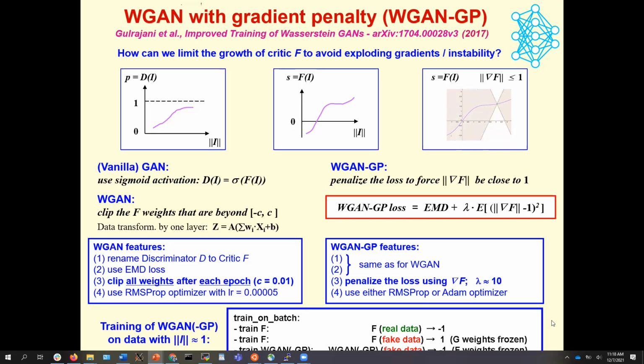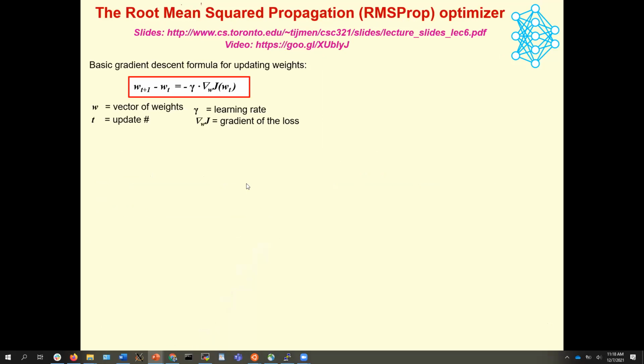Now let's discuss the final, almost the slide before the last one. We'll discuss the RMS-prop optimizer. This optimizer is a particular algorithm that is used to minimize the loss function, and it is based on the gradient descent algorithm. This algorithm is wonderful for two reasons. First, because it was proposed as an optimizer for training GANs, for example, the WGAN or WGAN with gradient penalty.